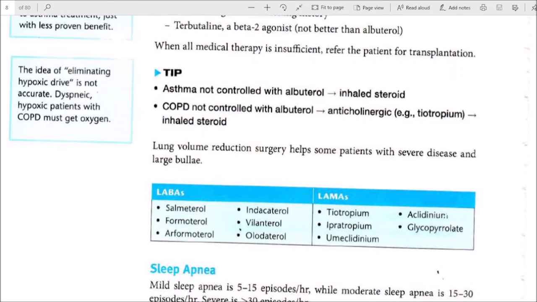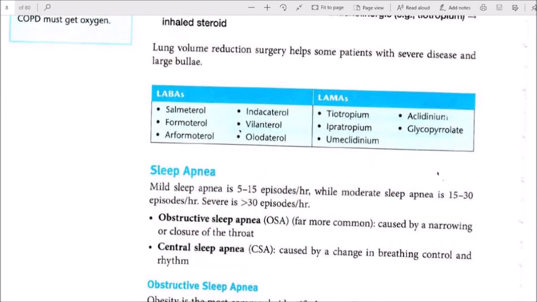If asthma is not controlled with albuterol, add inhaled steroids. If COPD is not controlled with albuterol, add an anticholinergic, for example tiotropium, then inhaled steroids. Lung volume reduction surgery helps some patients with severe disease and large bullae. The long-acting agents are LABA and LAMA: long-acting beta agonists and long-acting muscarinic antagonists.